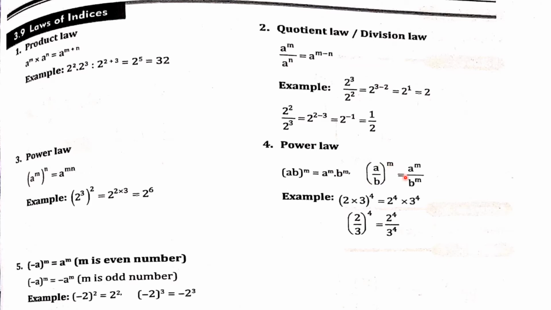Further, it equals a to the power m divided by b to the power m. This is because m is common for both a and b, that is why we write a to the power m and b to the power m. These are the different laws of indices that we will use in functions.